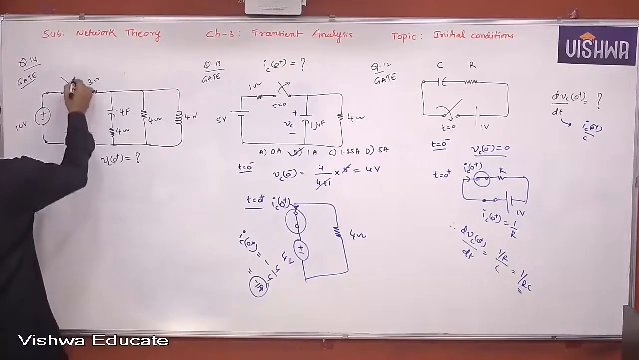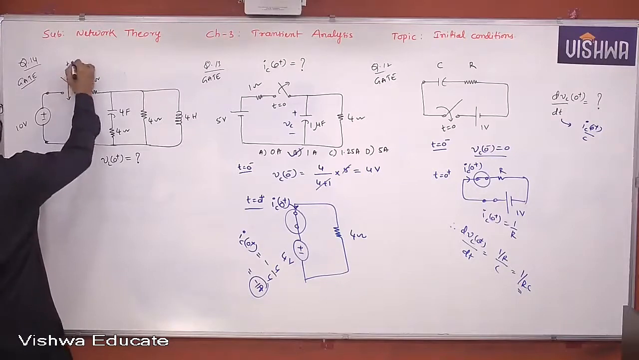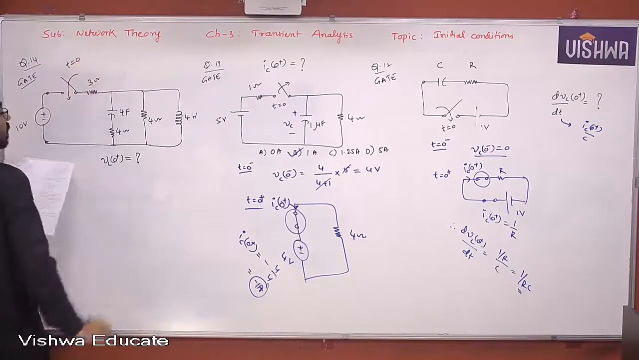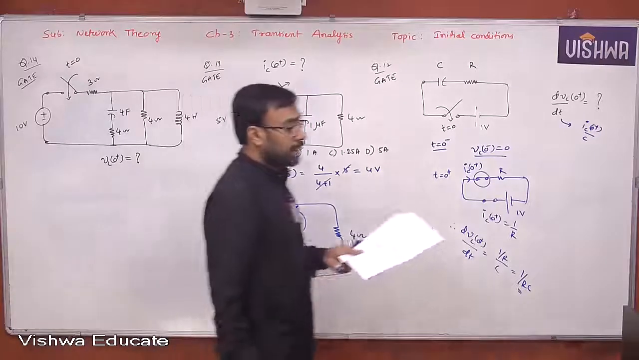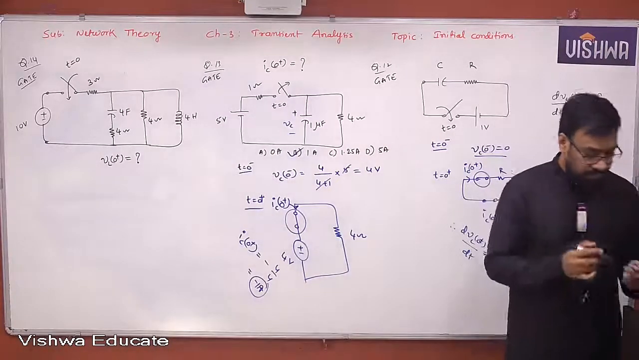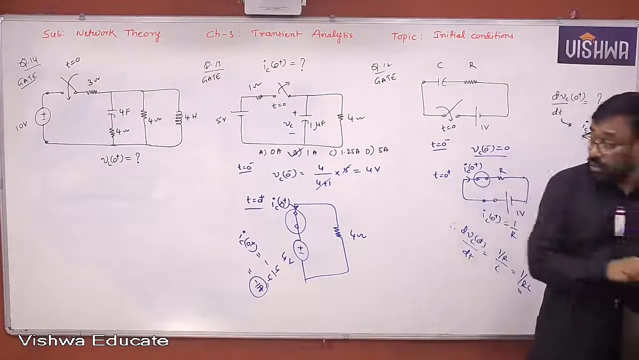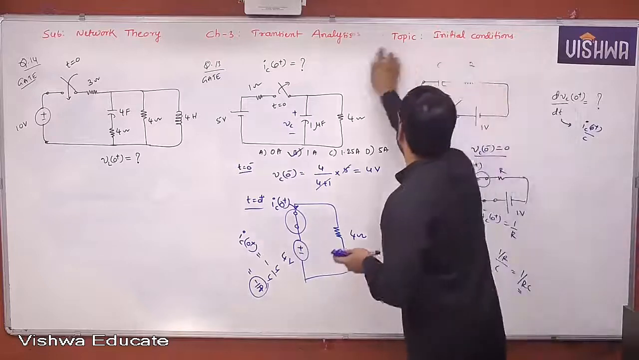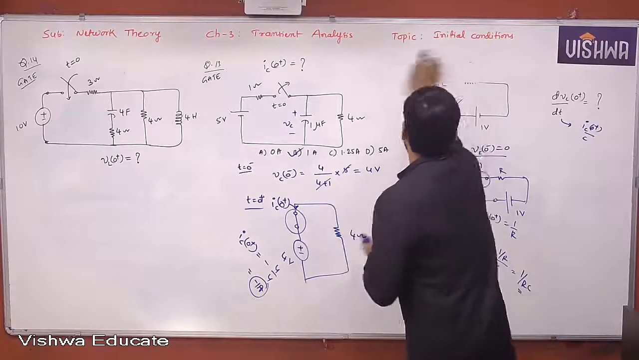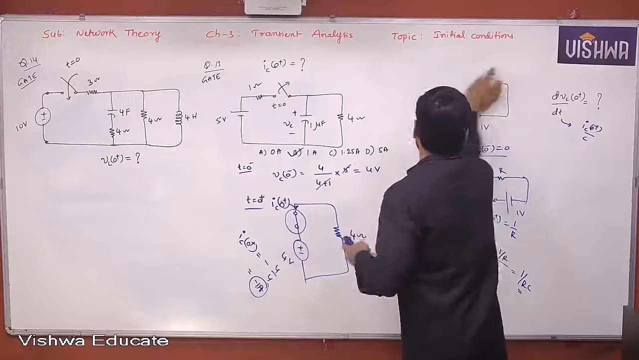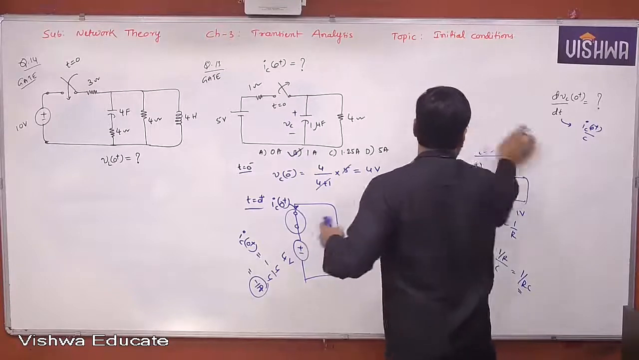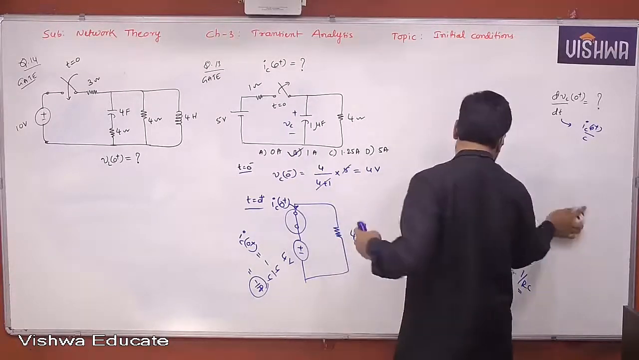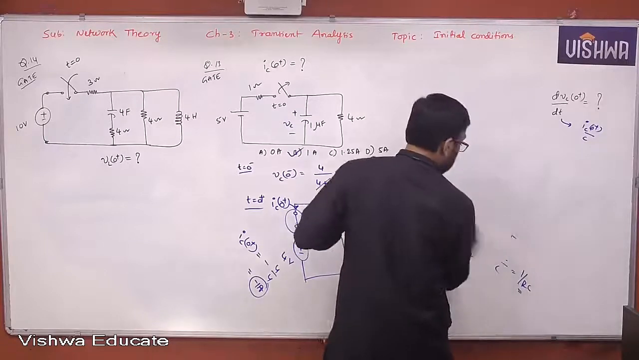Closing the switch at t equal to 0, according to the data given, I am just putting the direction here. What is the voltage across the inductor at t equal to 0 plus? That is the question. Okay. So I think all of you completed this part. Note that circuit also quickly. Now let's go with the solution of that problem, the 14th problem.